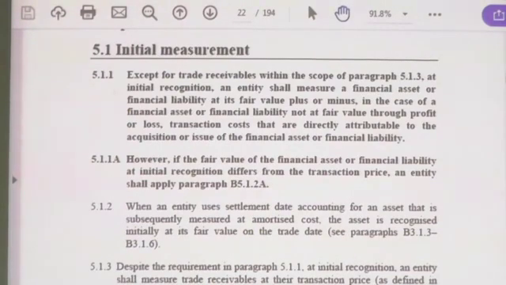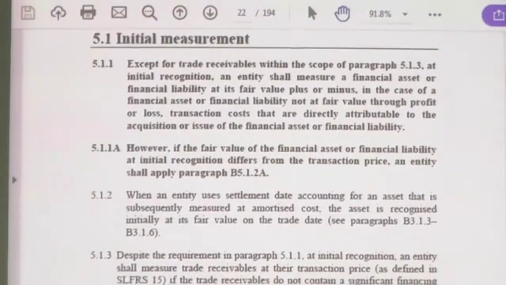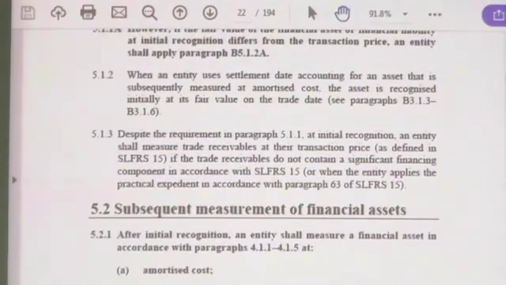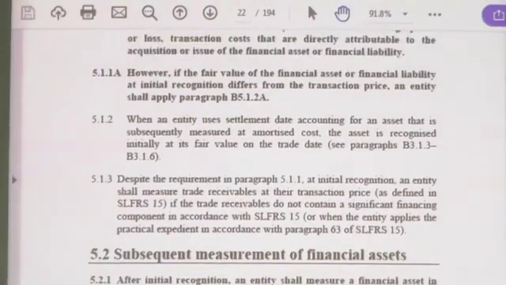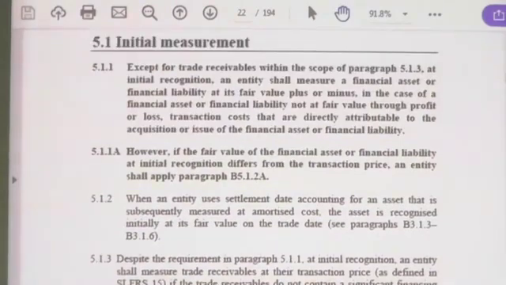Likewise, read this paragraph 5.1.1, 5.1.1A, 5.1.2, 5.1.3, because those explain the day one gain or loss as well as the initial measurement transaction cost. Right? These are the basic theoretical aspects of financial instrument classification and initial measurement. Okay. Today I am going to stop the class now.